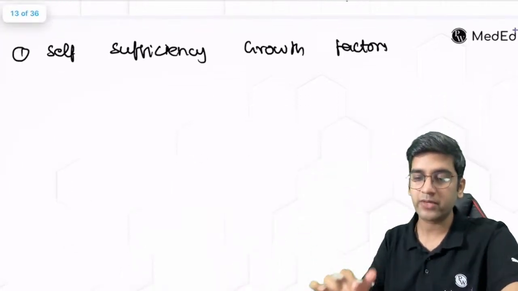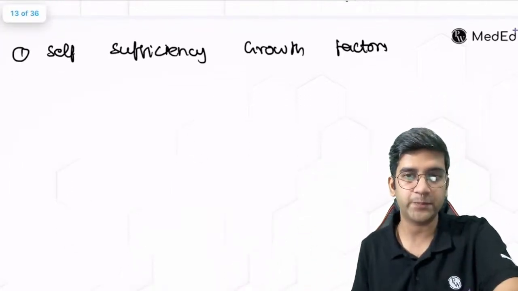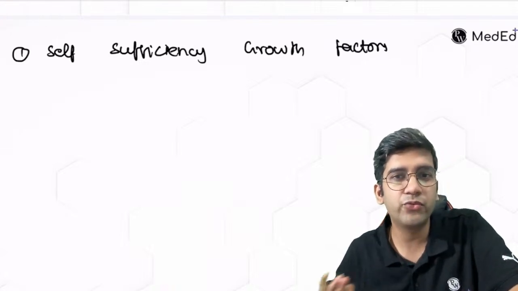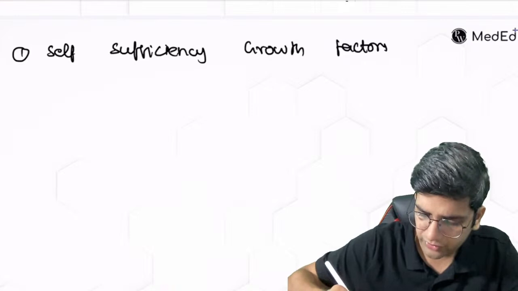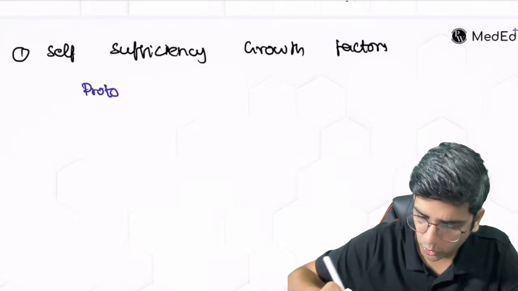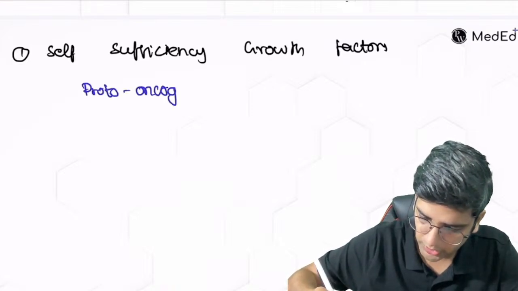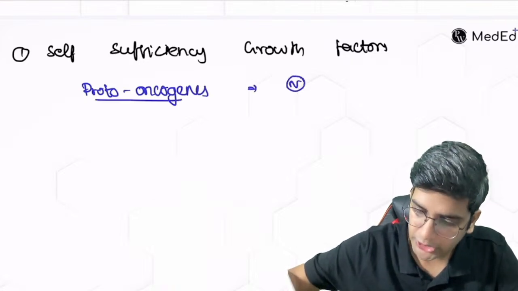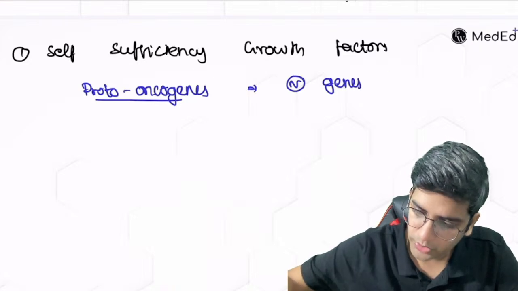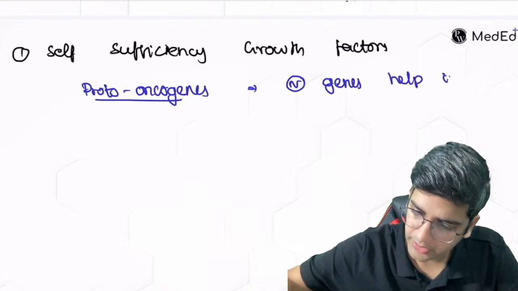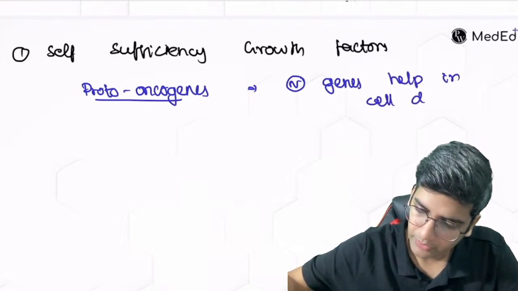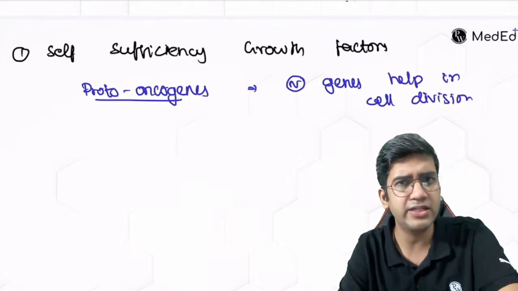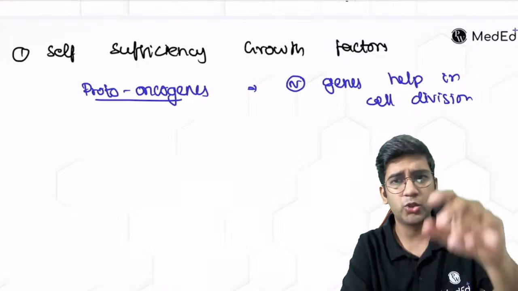Let's go to it. First is self-sufficiency of growth factor. The self-sufficiency of growth factor, again, I'm going to talk about quite a few important points. We have some genes called proto-oncogenes. Again, terminologies. Proto-oncogenes are the normal genes which help in cell division. I'm not going to talk about what they are. They are just a few normal genes which help in cell division. That's all.